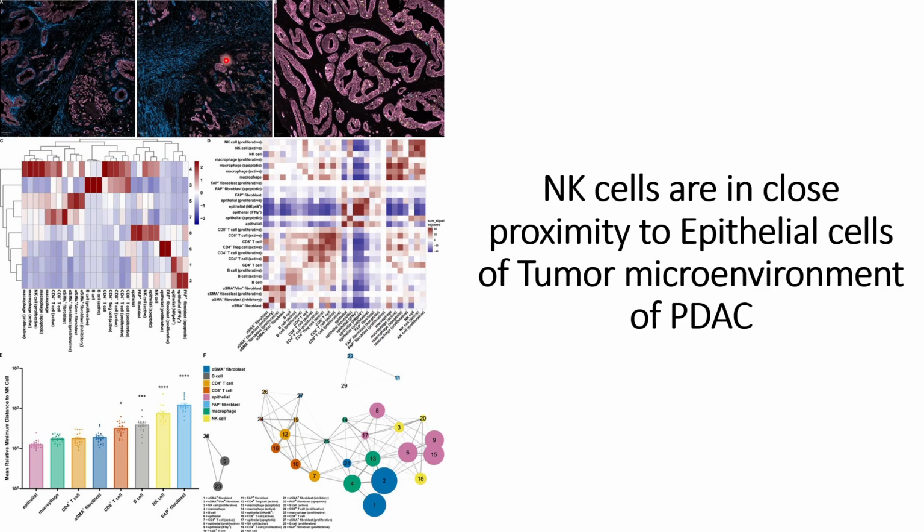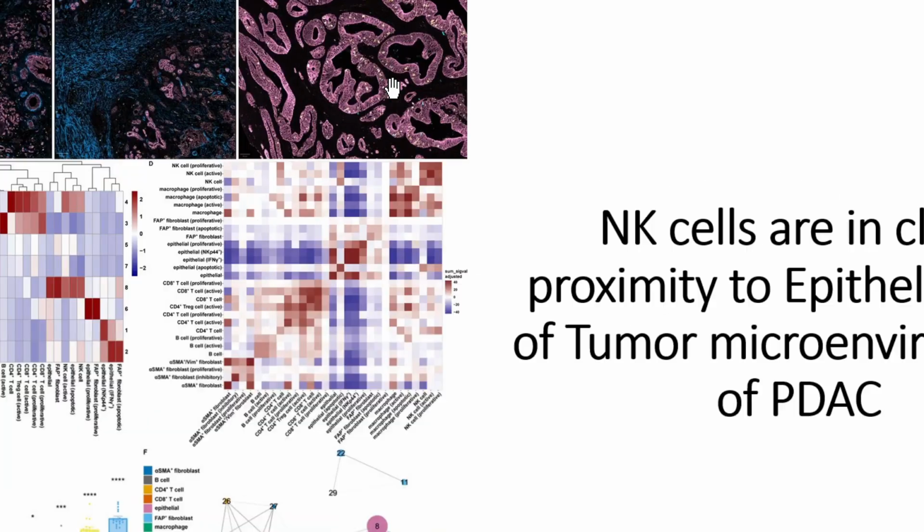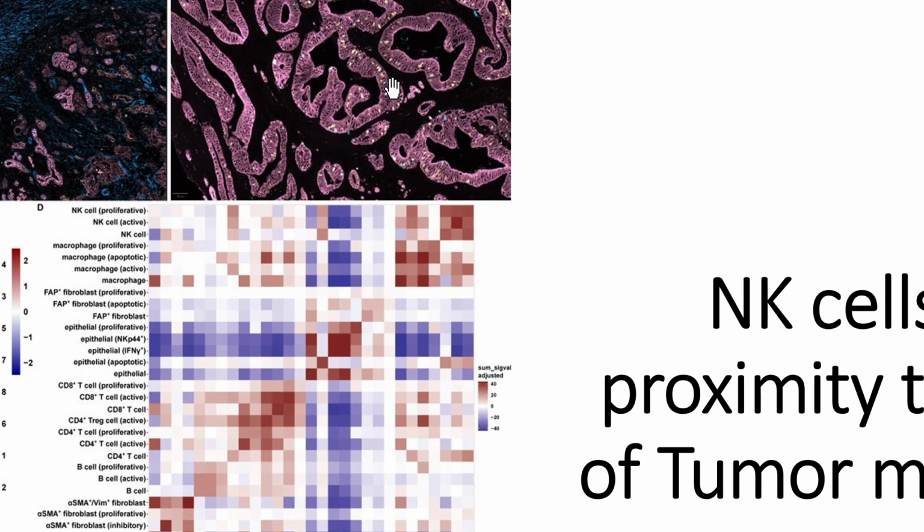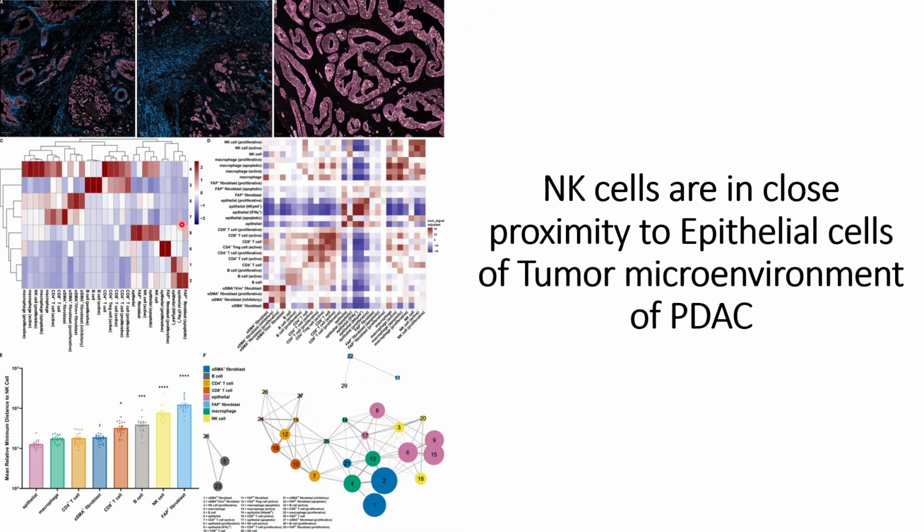In order to validate this, they did immunofluorescence of the epithelial cells and also the NK cells. So here things are much clearer, that the NK cells seem to be found in the epithelial cells, or NK cells are present in the epithelial cells of the tumor microenvironment.